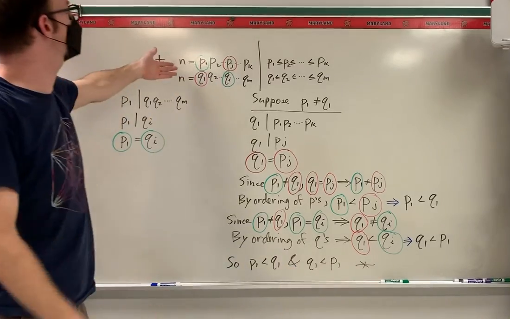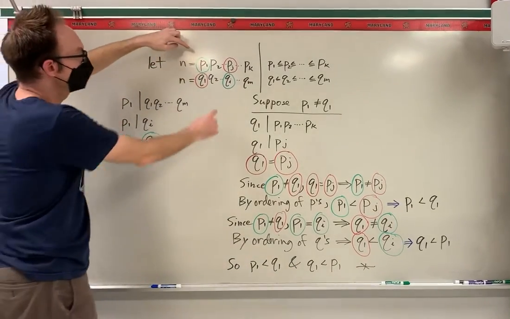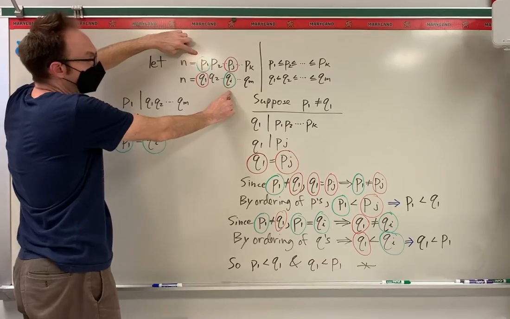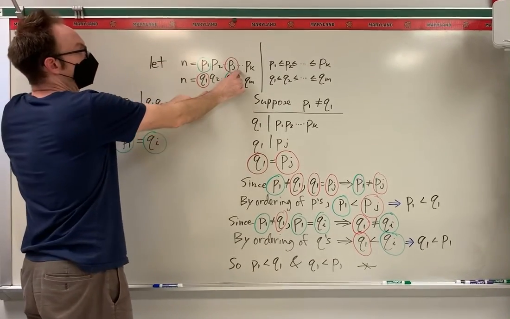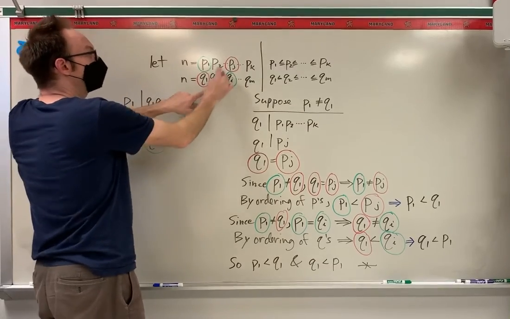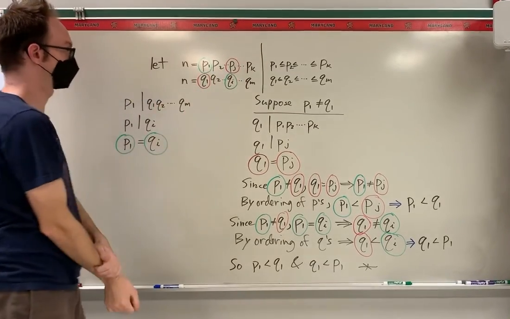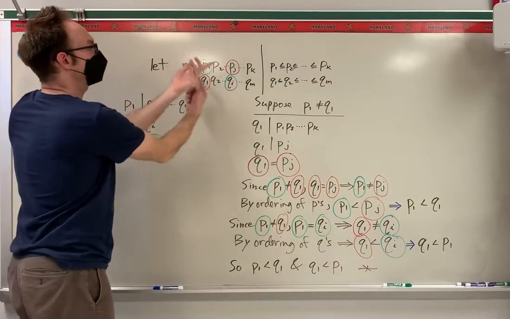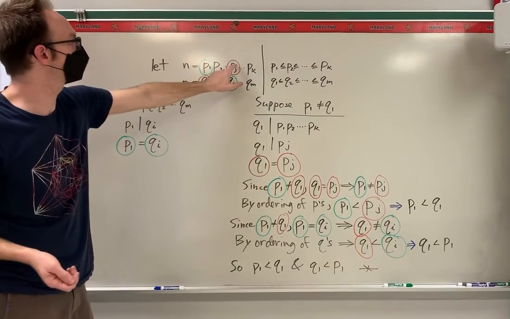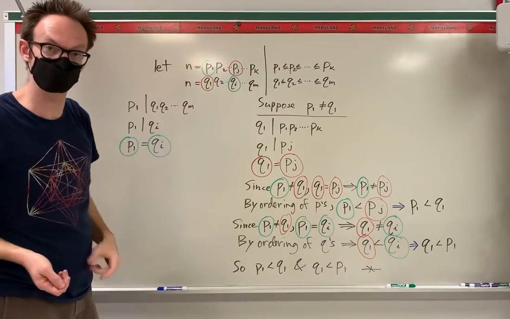Here we have a visual contradiction. These two greens are the same. What's q sub i? It's where p1 appears in the list of q's. What's p sub j? It's where q1 appears in the list of the p's. On the assumption that p1 and q1 are not equal, you have an arrangement in which green is less than red, but also red is less than green, which is impossible.